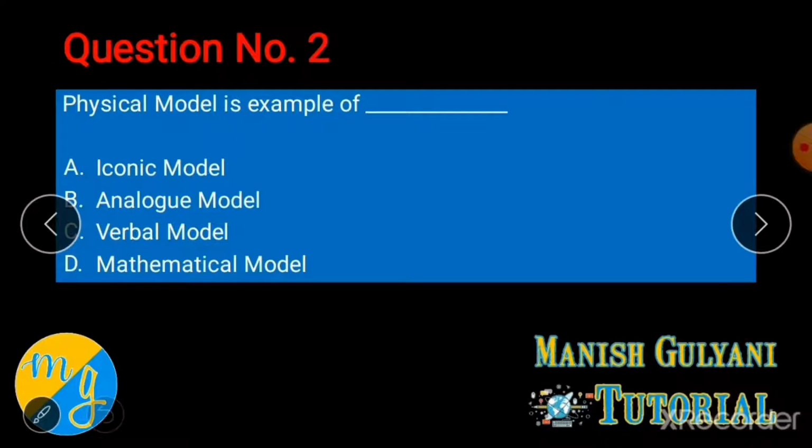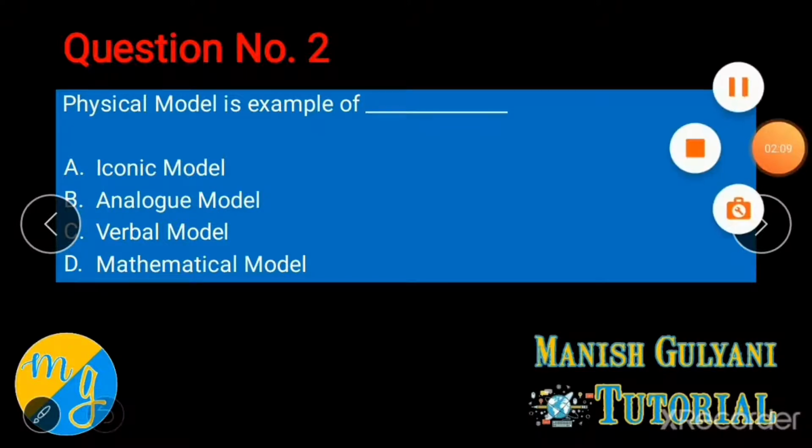Now the second question: a physical model is an example of iconic model, analog model, verbal model, or mathematical model. Before I disclose the answer, firstly I will explain what is an iconic model, what is an analog model, what is a verbal model, and what is a mathematical model. Now, what is an iconic model?